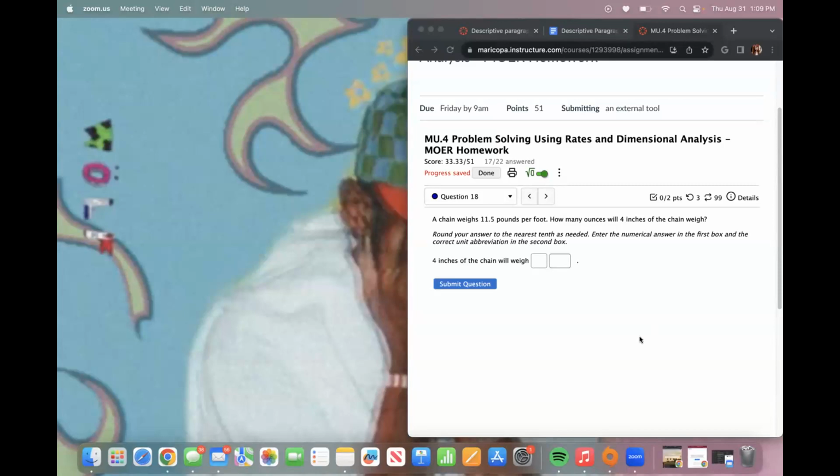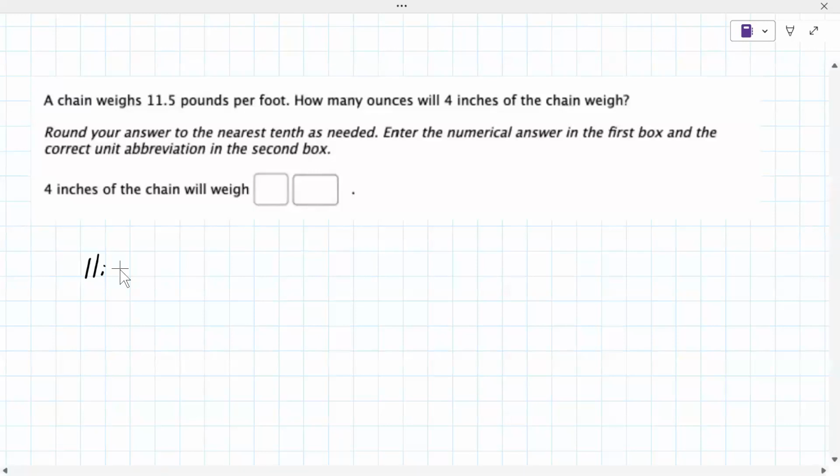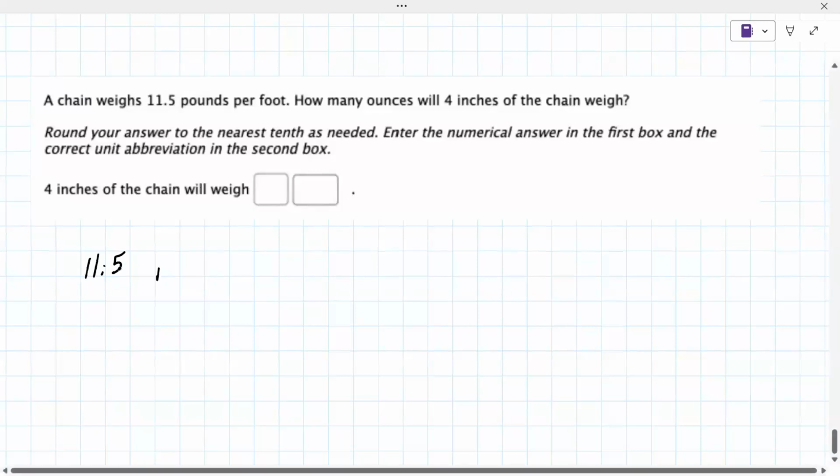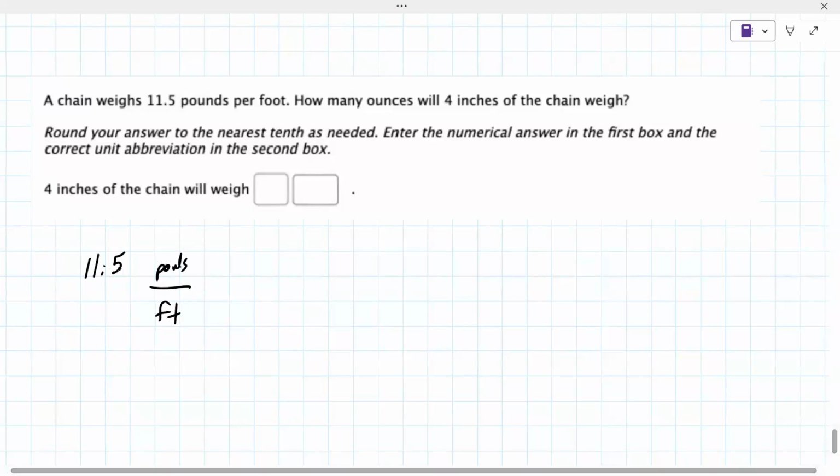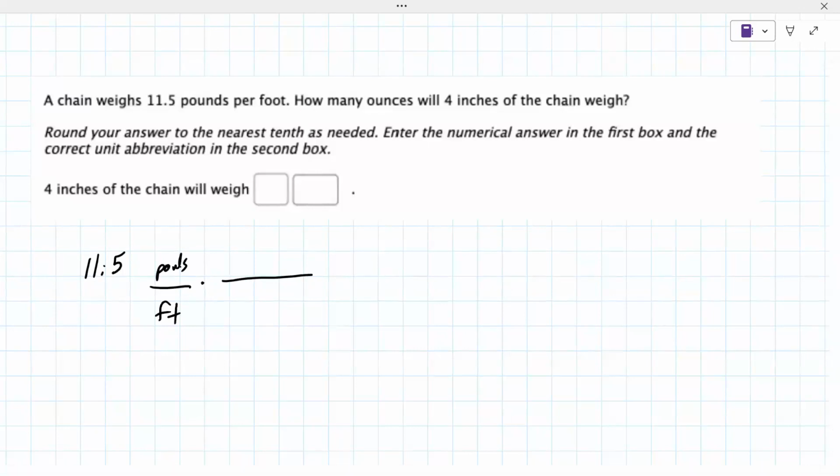All right, let me share my screen. All right, so we have 11.5 pounds per foot, and we need to convert pounds to ounces. So that's where I'm going to go to that sheet that you sent over. Let's see here. We have pounds to grams, and then we can go grams to ounces.